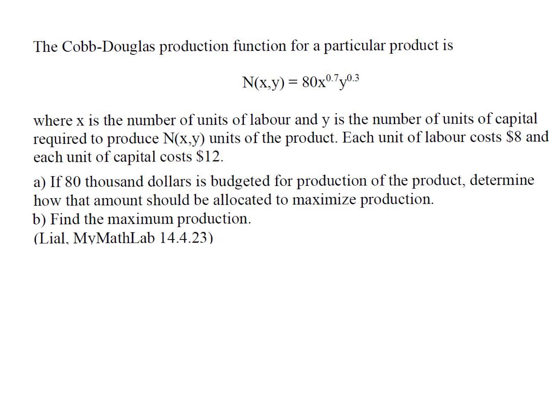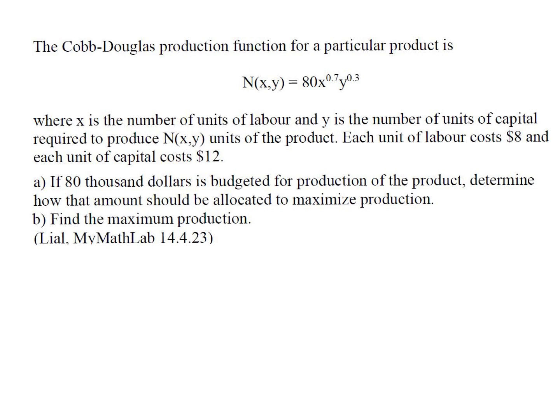So this Cobb-Douglas production function represents X as the number of units of labor and Y as the number of units of capital required to produce so many units of the finished product. Here's the constraint part. Each unit of labor costs $8, each unit of capital costs $12, and you have $80,000 that are budgeted for this production. So determine how that amount should be allocated to maximize production. So how should that $80,000 be utilized?